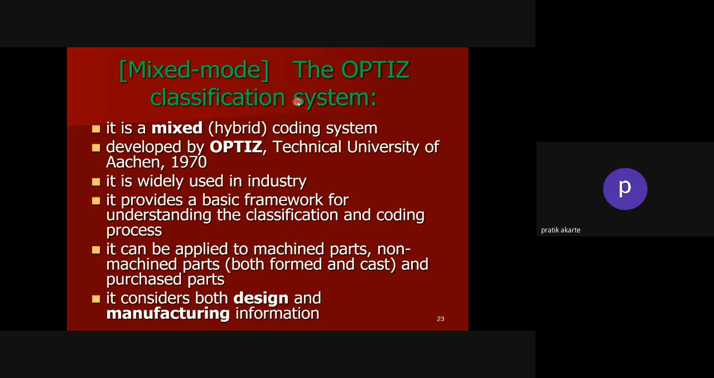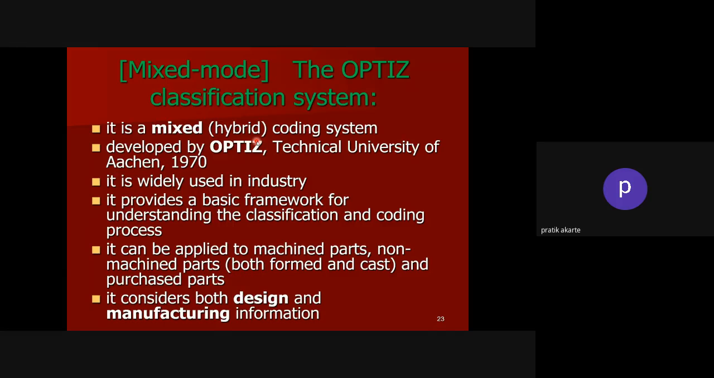Then we go for the mixed code, which is very common and very popular. One of the popular methods is the Opitz classification system. It is a mixed or hybrid coding system, developed by Opitz at the Technical University of Aachen in 1970. It is widely used in industry, and it provides a basic framework for understanding the classification and coding process. It can be applied to machine parts, non-machine parts, both form and cast, and purchase parts also.